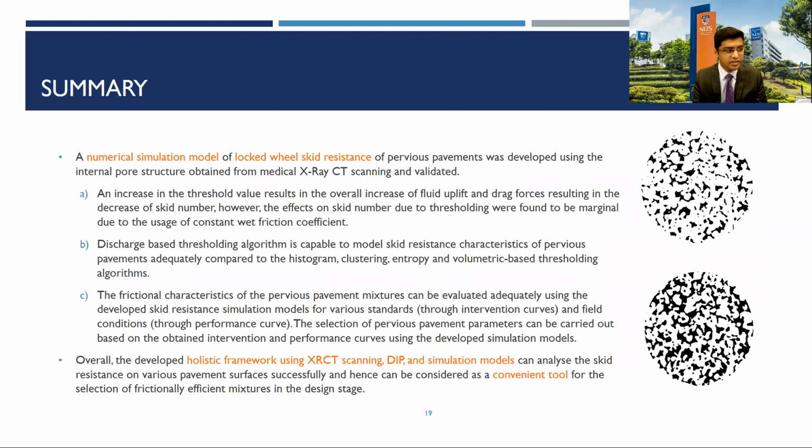In summary, a numerical simulation model for locked wheel skid resistance characteristics was developed and properly validated. Then the effect of thresholding algorithms on skid resistance characteristics was investigated. Secondly, the discharge-based thresholding algorithm was capable of finding the skid resistance adequately compared to the existing global thresholding algorithms. Finally, the threshold frictional characteristics of pervious pavement mixtures were evaluated using the intervention and performance curves. Overall, the developed holistic framework using XRCT-based scanning, digital image processing, and simulation models can be considered a convenient tool for the selection of frictionally efficient mixtures in the design stage.